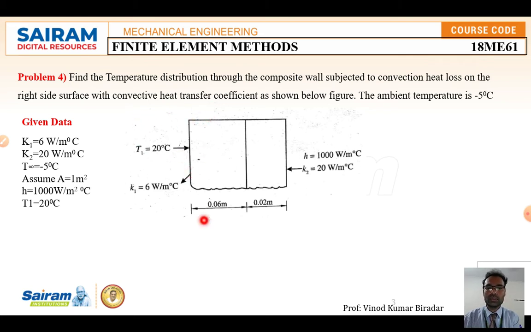Okay, so the length of the first element is 0.06 and the length of the second element is 0.02. Just to observe, this one is larger and this one is smaller as compared to it. So this is the complete description of the diagram. Now, how are we going to calculate the nodal temperatures, that is T2 and T3?